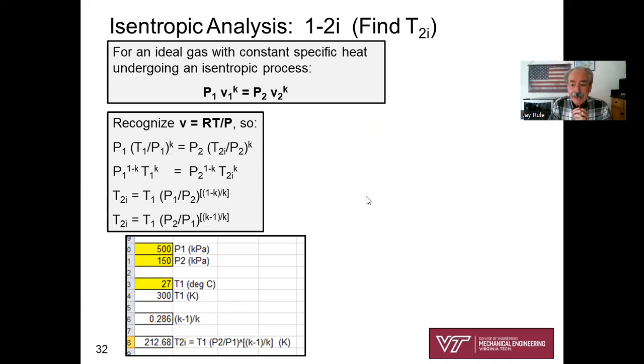We're going to analyze the isentropic turbine first. For an isentropic ideal gas with constant specific heat, P1V1 to the K is P2V2 to the K. What I'm looking for is T2 isentropic. I don't see it in my relationship. But I remember the ideal gas equation of state: V is RT over P. I solve for V, put that in my equation, and use algebra to simplify and solve for T2I.